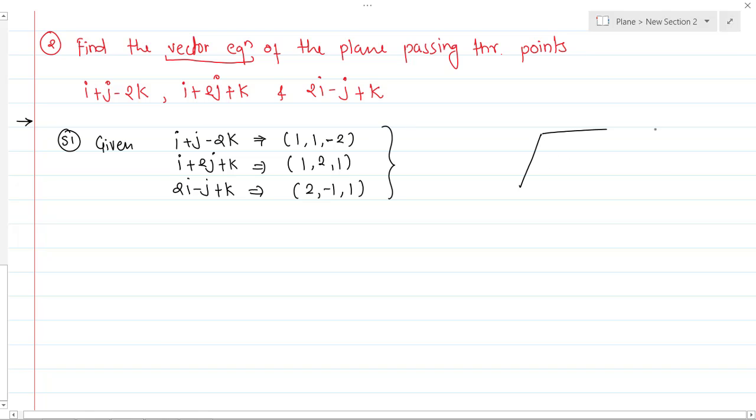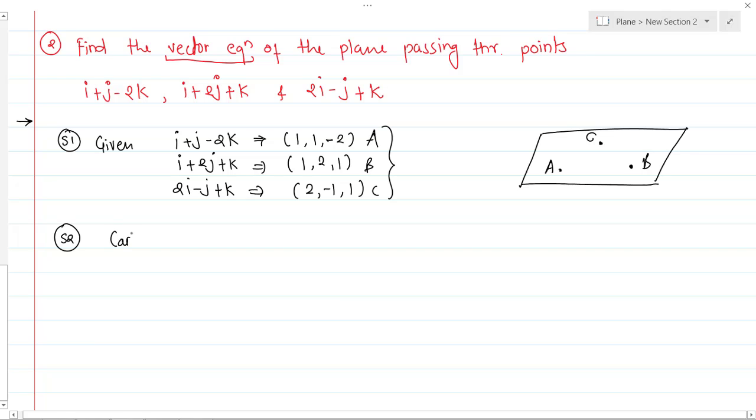So let me draw a figure for you. Suppose this is point A, this is B and this is C. These are the 3 non-collinear points. So how will we get the Cartesian equation of this plane? Very simple.